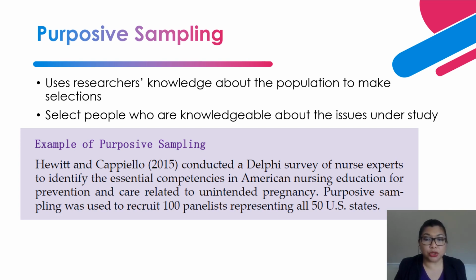So what the researcher did was to select 100 panelists who are experts in this subject matter from across 50 states in the United States. So you're looking for certain experts or knowledgeable people about this subject matter. So it's more intentional compared to your convenience sampling.